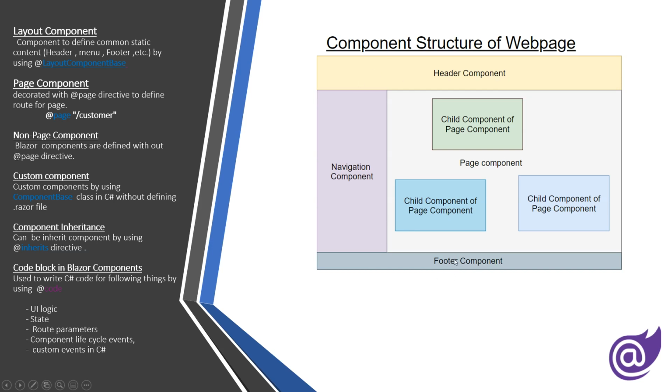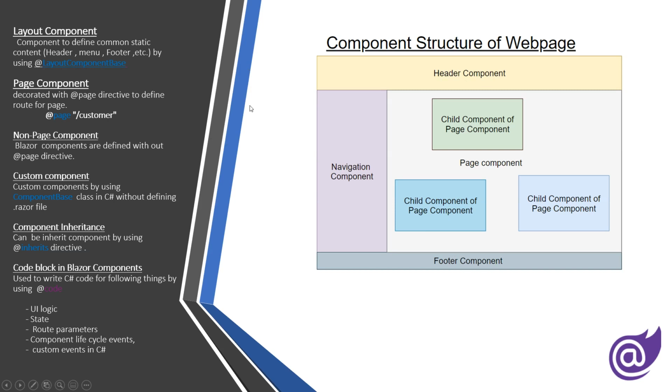For the initial time it will load. So this is the page component. On the page we have the child component. Child component is the page component. These are the non-page components, child of a page component. It's like a user control. The layout page we can derive by using the layout component base. So the header component, navigation component, and footer component will all be defined in the layout page. That layout page component should be derived from the layout component base.